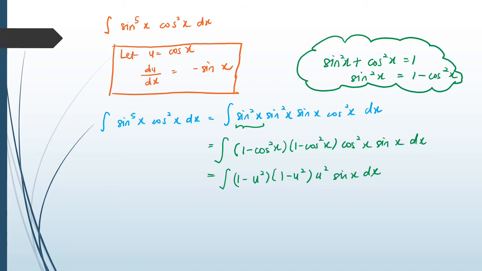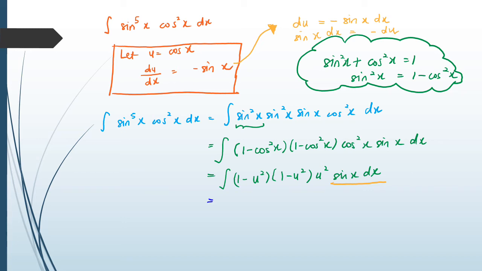Our job now is to convert sine x dx into the form of u. And how can I do that? Look at this again. If I were to rearrange, I should get du equals negative sine x dx. And since sine x dx is what I wanted to change into u, I would be writing sine x dx equals negative du.